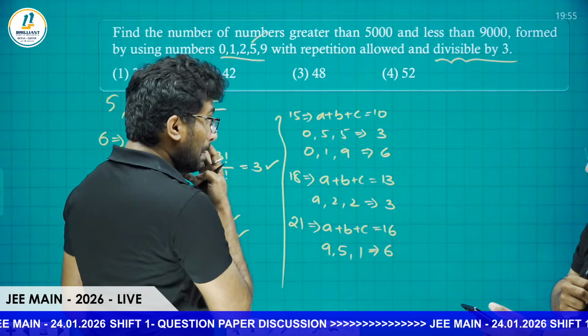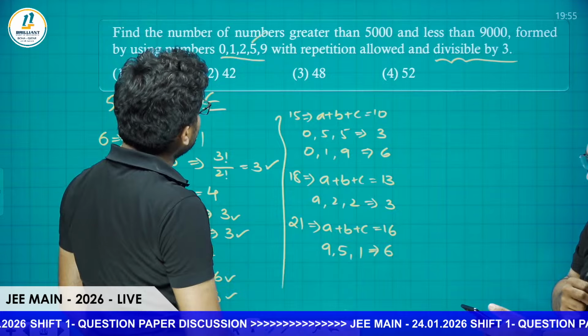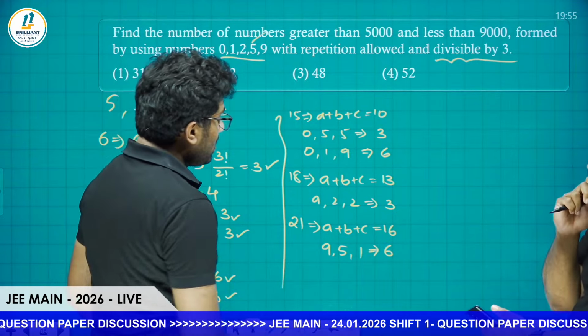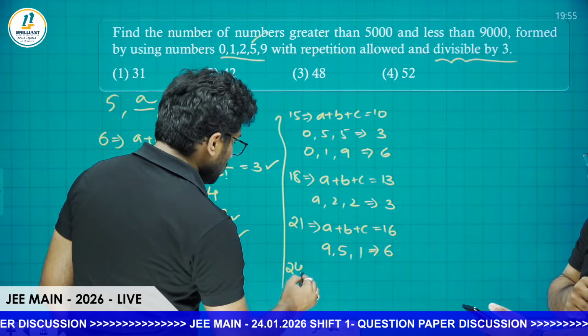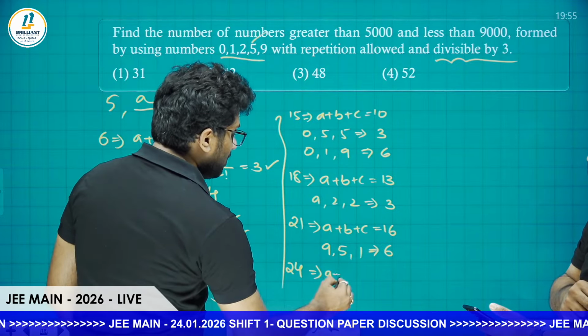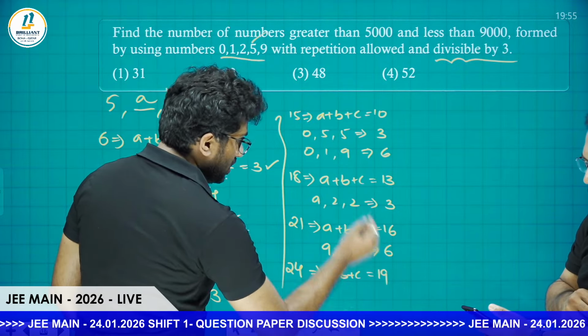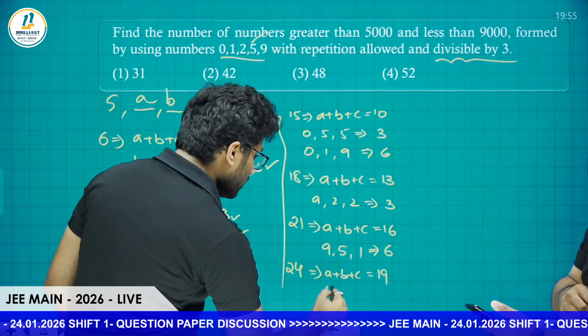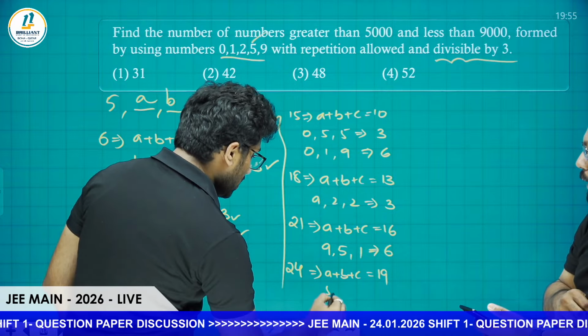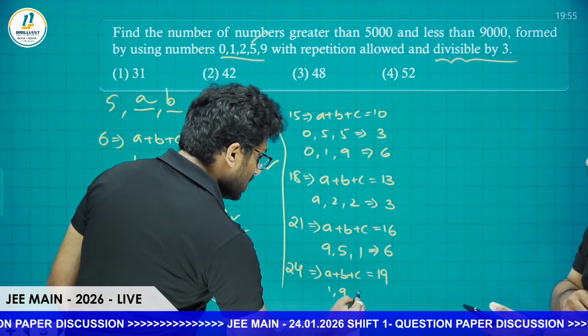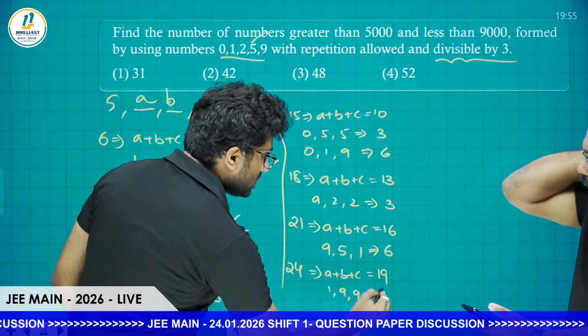Next, 16 means only that, sir? Yes, sir. 9, 9, 8. Next is 24. With 24, A plus B plus C should be 19. 19 means 1, 9, 9. So 3 factorial by 2 factorial, which is 3 cases.